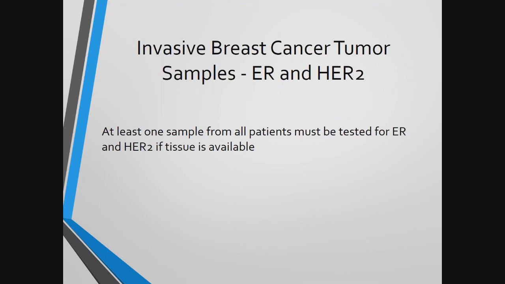The next item requires labs to test at least one sample from a patient with an invasive breast cancer tumor with both ER and HER2 if the tissue is available. Labs should just have a process in place to ensure that pathologists are ordering such IHC as they can and as the amount of sample allows.